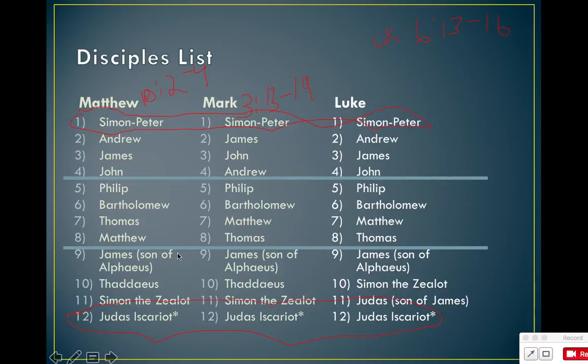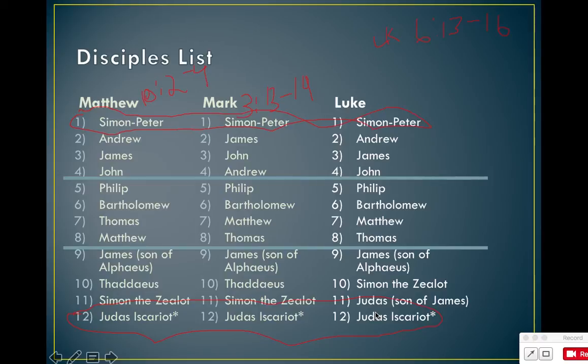The last group is also the same thing, always starting with James, the son of Alphaeus, to separate him from James up here. James, Simon the Zealot, Judas the son of James, and Judas Iscariot. So you might notice some of the differences.